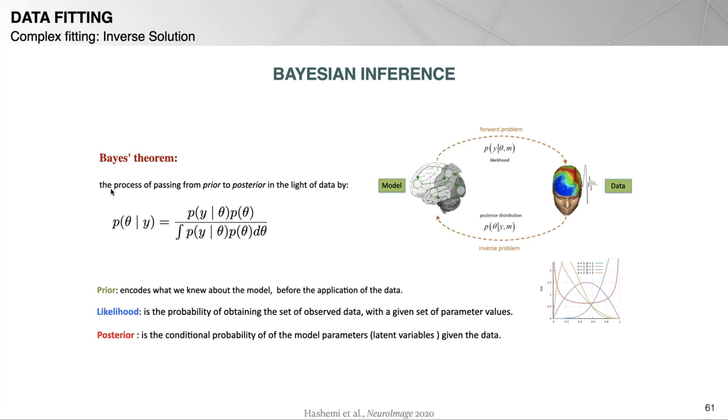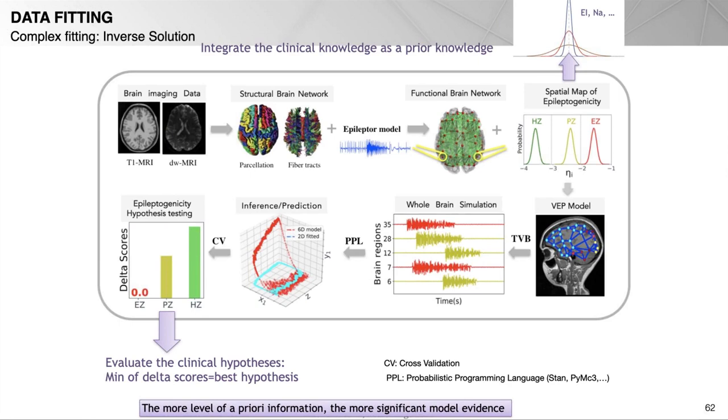There is an algorithm called Monte Carlo, which is a good approximation of the true posterior, but it's very computationally expensive. And one solution is variational inference, in particular for big data. So I won't go into the details of the mathematics. Here I will just show you the workflow of this BVEP model that aims to assess the clinical hypothesis regarding the locations of the epileptogenic zone in our personalized whole brain model.